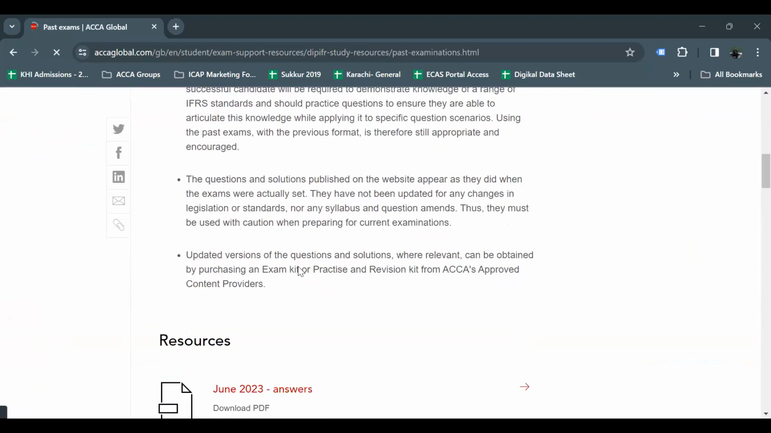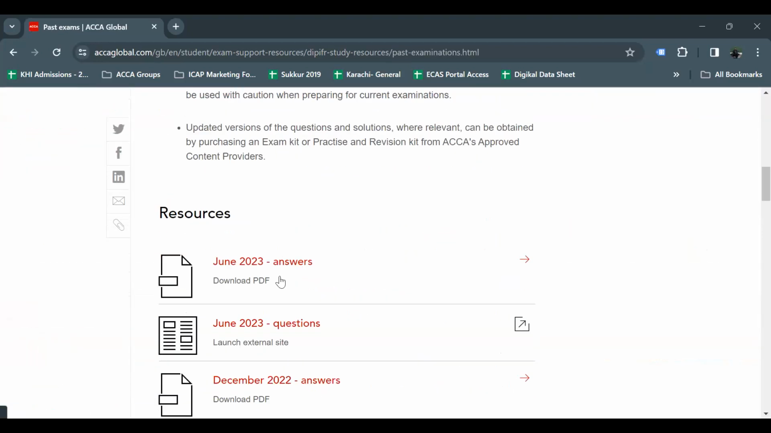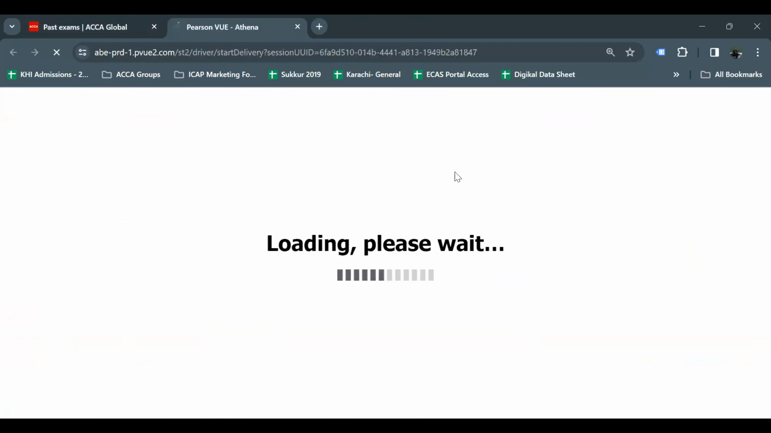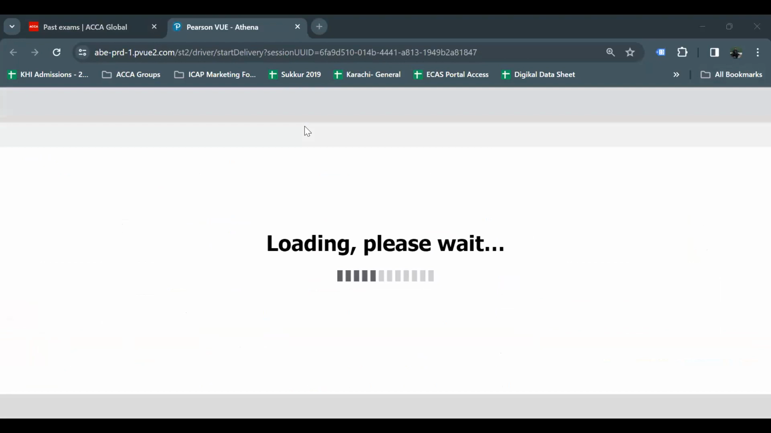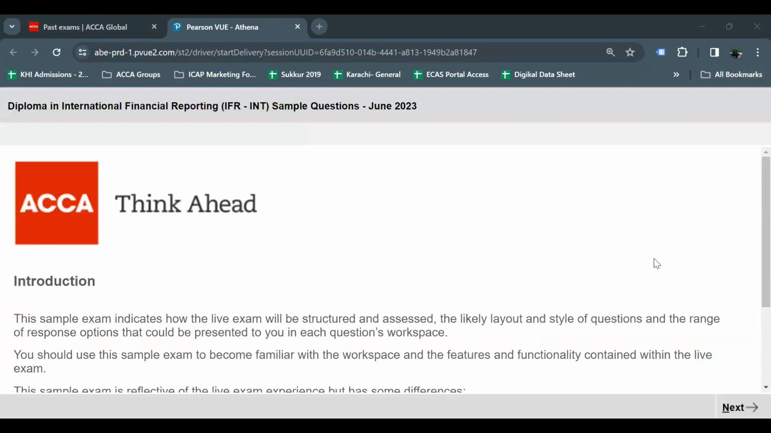Okay, so what I'm actually going to do is discuss the June 2023 examination paper. I'll be doing this on the ACCA CBE practice platform so that you people can actually see that. And whenever I need, I would also be using the spreadsheet or the Word document also.